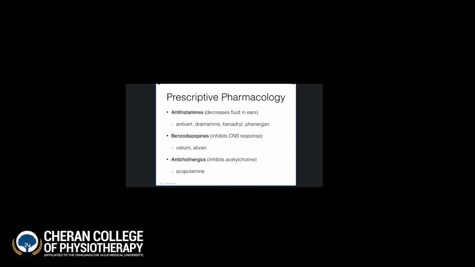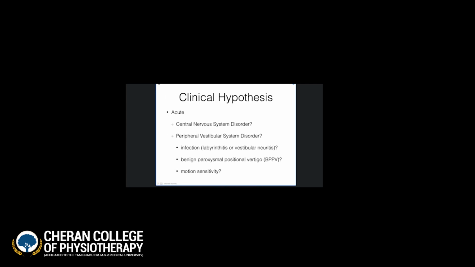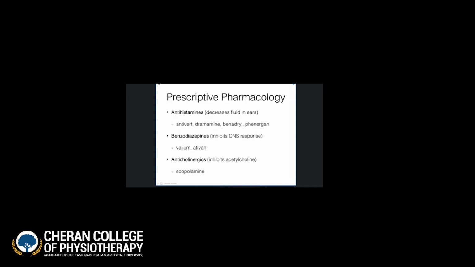These reduce your CNS activity: Ativan, Valium, these are all CNS control medications. Anticholinergics, such as scopolamine, will inhibit the acetylcholine, which is the activation for your potassium in the physiological aspect of the vestibular system. So when the person is taking these medications, you should understand that this is related to the medication. Okay, so you will have to find out.